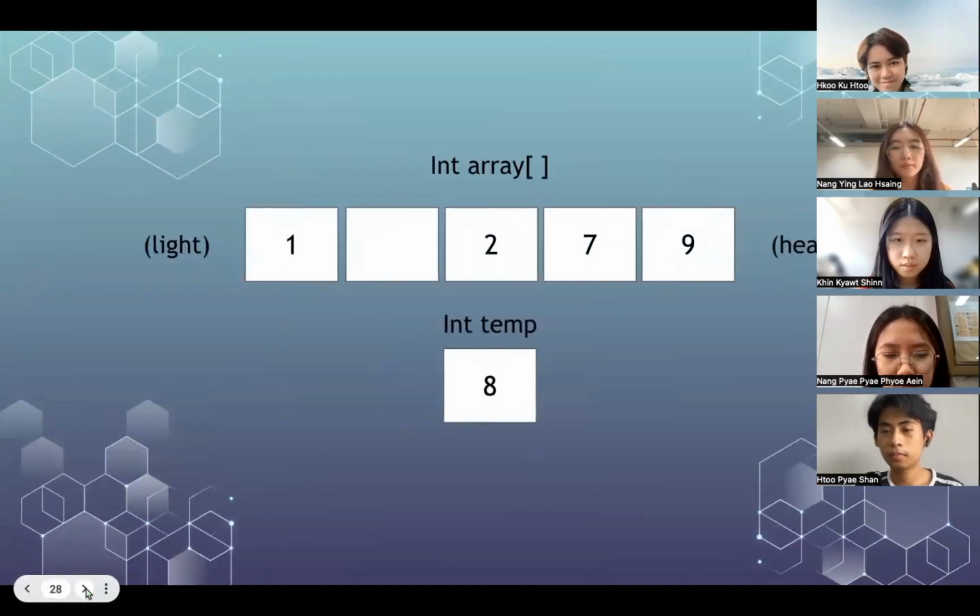So we will compare again, starting from the first two elements again. The first element 1 is not greater than the second element, so we will skip that and go to the next adjacent elements, 8 and 7.